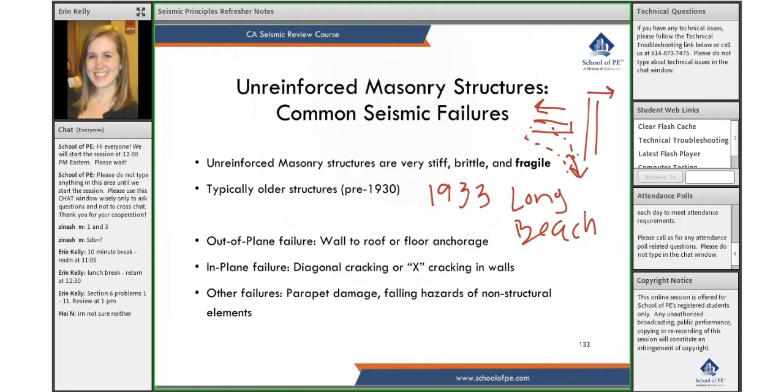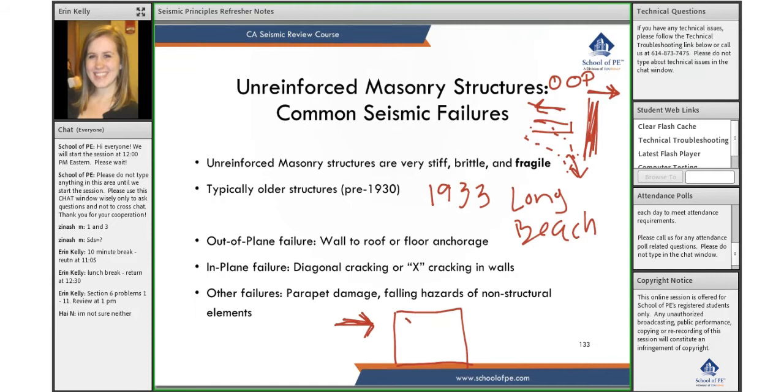The next thing is diagonal cracking or X cracking in walls. So this is pretty common in concrete or unreinforced masonry. So this is what we call in plane. This is what we call out of plane. So out of plane is kind of, if this is our shear wall here, the loads are essentially perpendicular. In plane is the way that we design our seismic force resisting systems to handle loads.